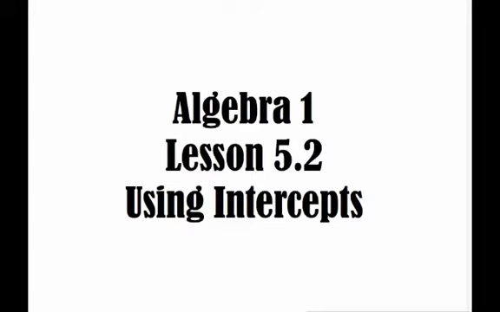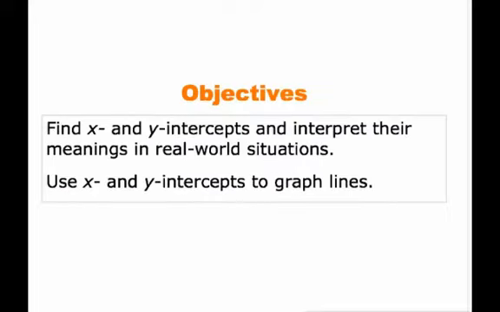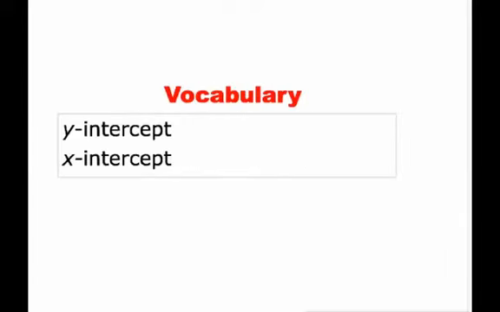Lesson for algebra, lesson 5.2, is using intercepts, and we're going to be talking specifically about how we use those to graph lines and to find our x and y intercepts. Our objectives are to find x and y intercepts and interpret their meanings, and then use x and y intercepts to graph lines. Our vocabulary is pretty simple.